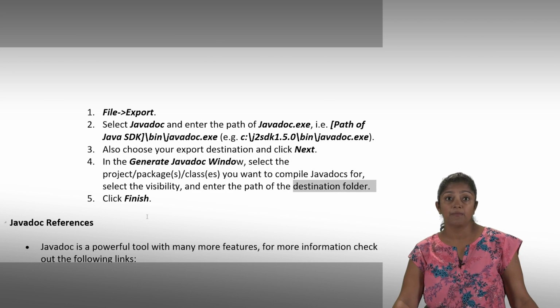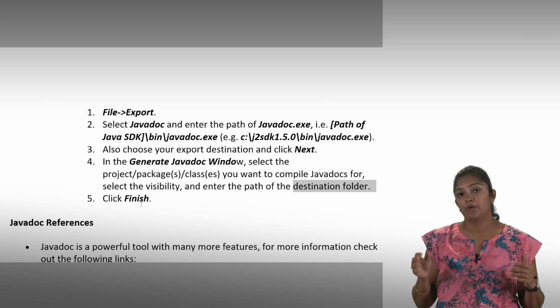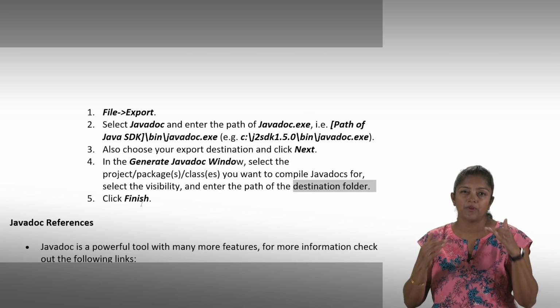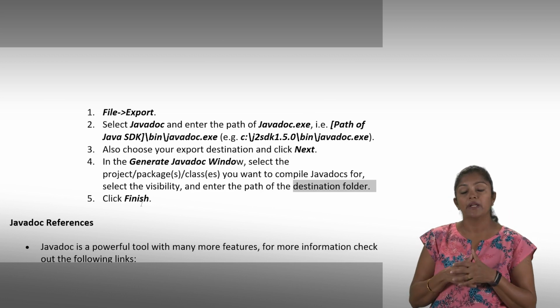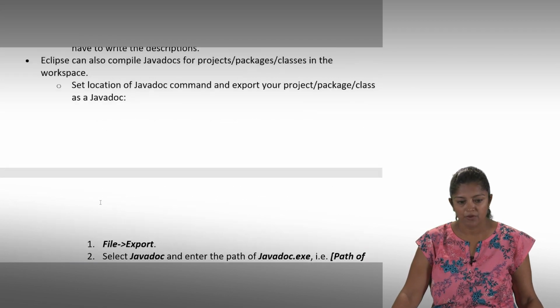Now it will be HTML files. So there will be an index.html, and that's the one that you'll have to open up to see the documentation. But along with it, there will be a number of other subfolders and supporting files. You will need all of them for that index.html to render properly and for the formatting to look right. So that's about using it from Eclipse.